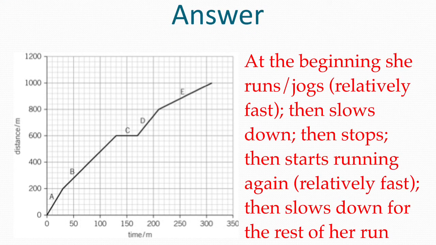Here we have an example answer. To begin with, she is running relatively quickly and then slows down and then stops and then starts running again relatively quickly before finally slowing down for the last part of her journey.